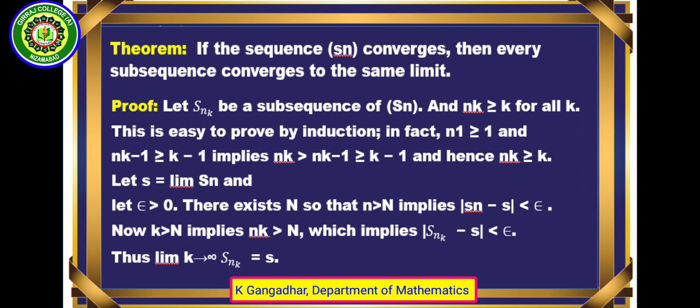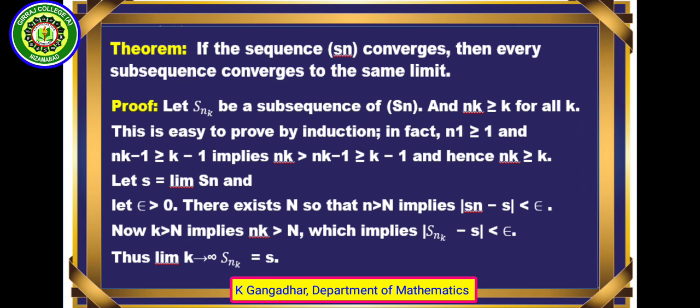So let epsilon greater than 0, there exists capital N such that n greater than N implies mod Sn minus s less than epsilon. So here, instead of Sn, we will take Snk. Then by the definition, k greater than N implies nk greater than N, which implies mod Snk minus s less than epsilon for all nk greater than or equal to N.